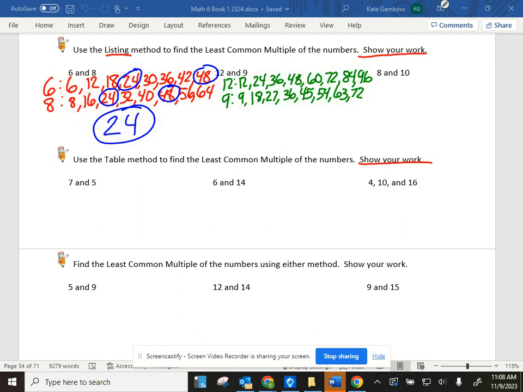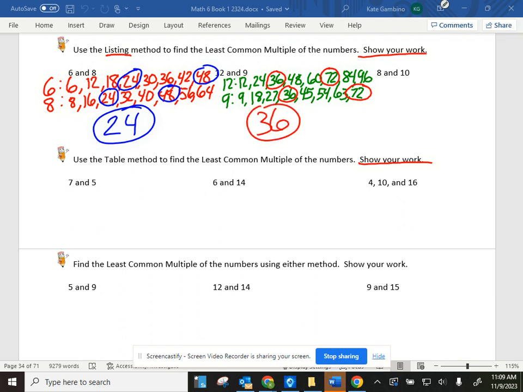So now my second step is I'm going to circle what they have in common. 12, 9, 24, 36, 27, 48, 36. Oh, I see two 36s. 48, 45, 60, 54, 72, 63, 84, 70. Oh, 72 and 72. So they each have a 36 as a multiple. They each have a 72 as a multiple. What is my least common multiple? Ava? 36.